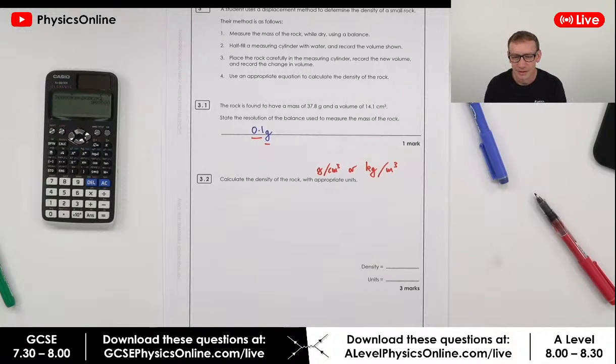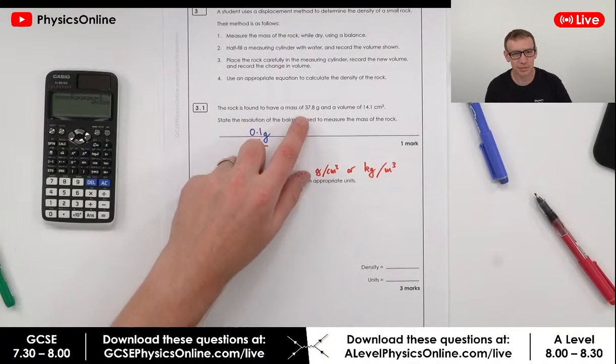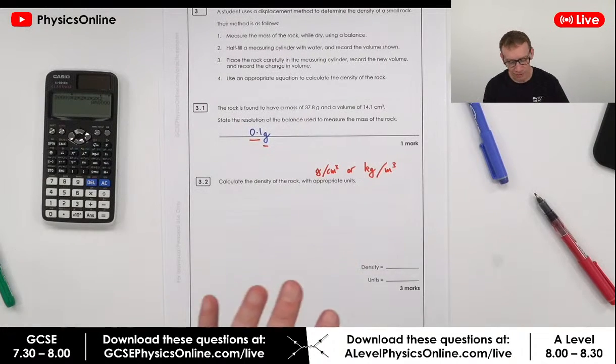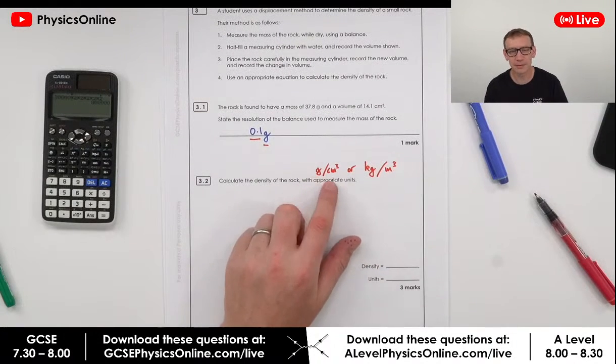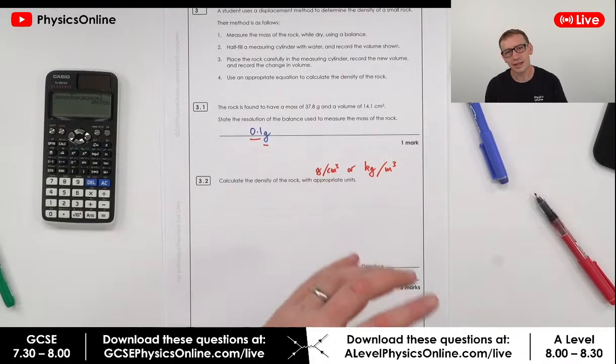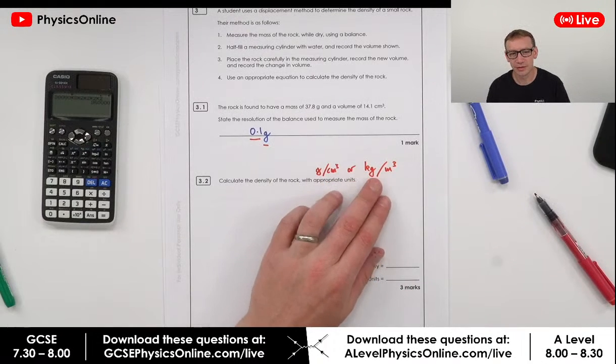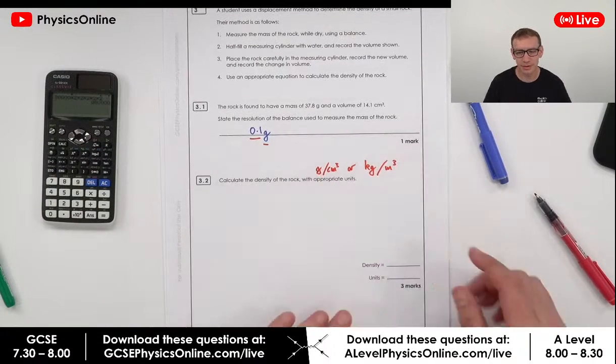Okay. Yeah, and I think people have said the numbers go up by 0.1 each time. So the resolution, the precision, is 0.1 of a gram. Now, appropriate units could be grams per cubic centimetre. Ideally, you'd want to give everything in SI units of kilograms per cubic metre. So we're going to do both of these.